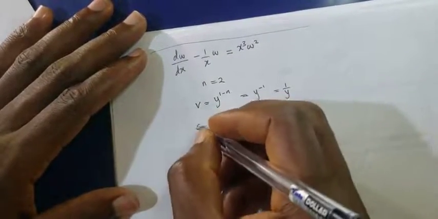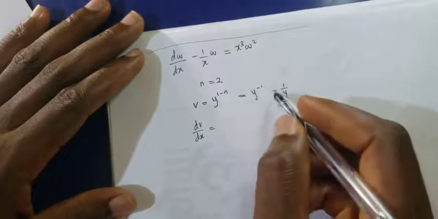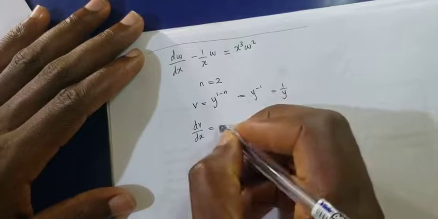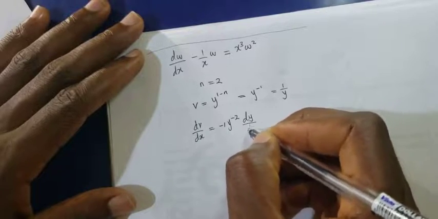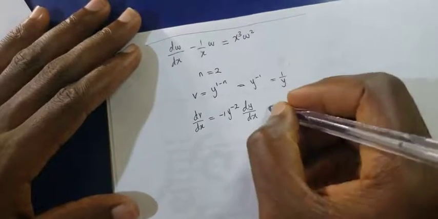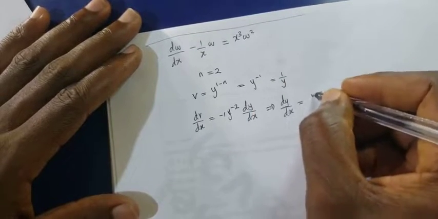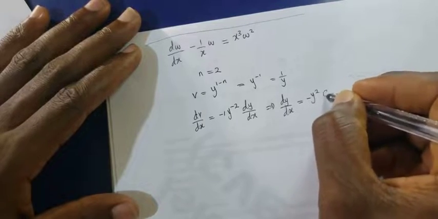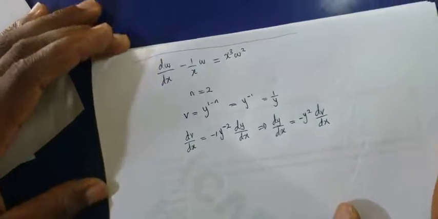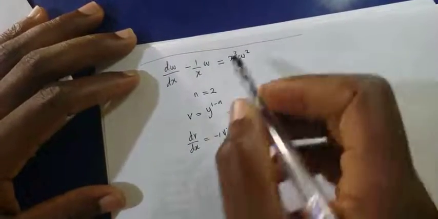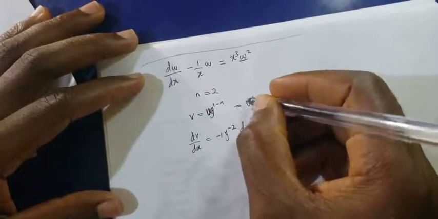So from here we know that dv/dx is equal to the derivative of this, which is going to be minus 1 y raised to power minus 2, then dy/dx. So at the end of the day we're going to have dy/dx to be equal to minus y squared dv/dx. So it's as simple as that. Oh, we're not using y here. You know our dependent variable is not y, it is w. So this should be w instead of y.